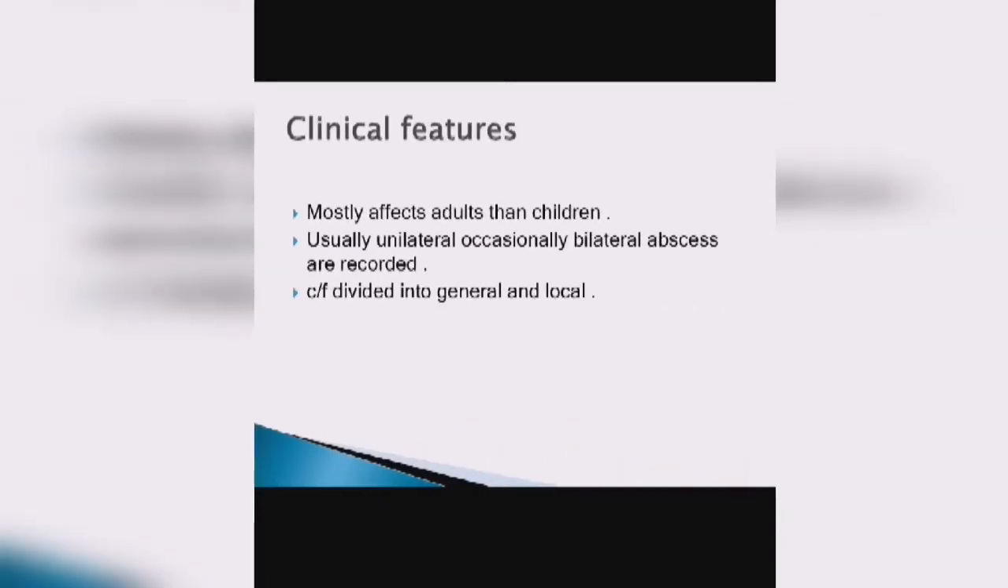Now, clinical features: it mostly affects adults rather than children. It is usually unilateral, though occasionally bilateral abscesses are recorded. It is divided into general and local clinical features. What are the general features? They are due to septicemia: fever up to 104 degrees Fahrenheit, chills and rigor, general malaise, body aches, headache, nausea, and constipation.